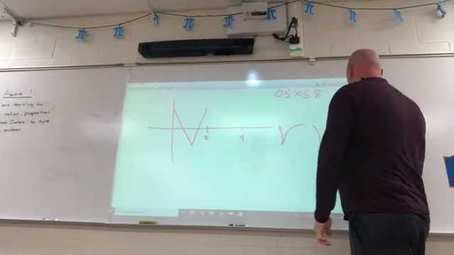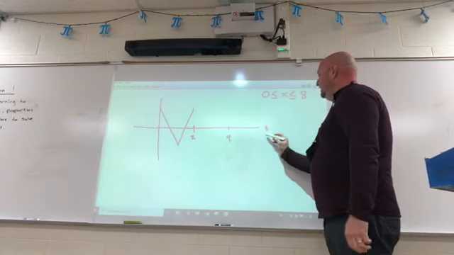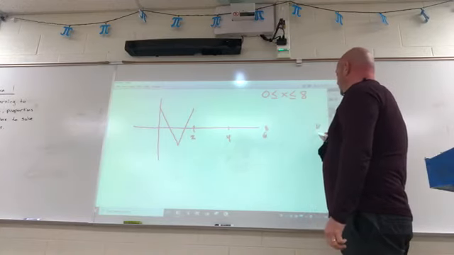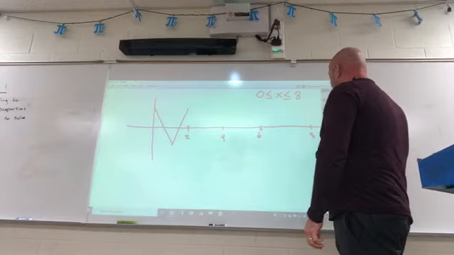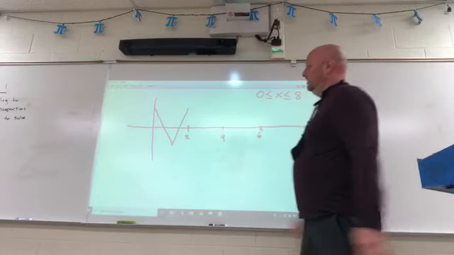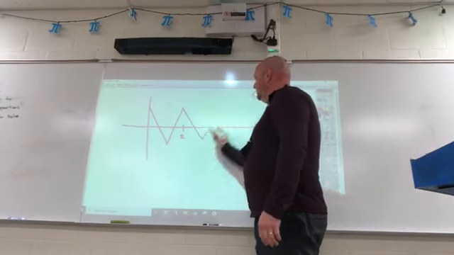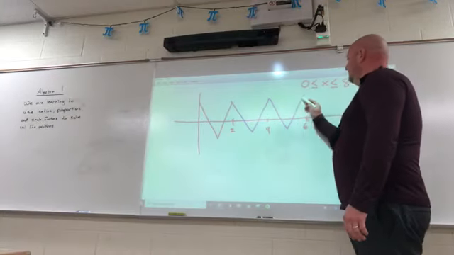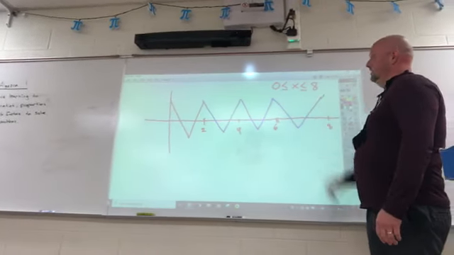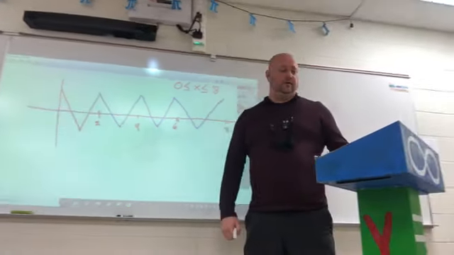here's 6, and here's 8. And all you have to do is keep that pattern going. So they would have to do something like that, and then make another one, and then make another one. Just keep that pattern going.